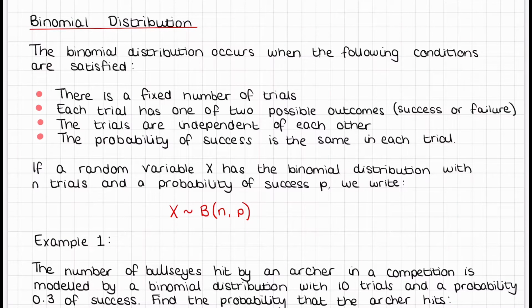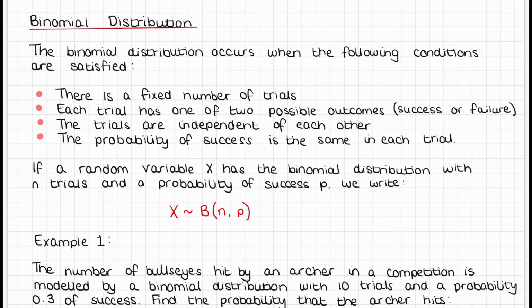This video is on binomial distributions. The binomial distribution occurs when the following conditions are satisfied: that there is a fixed number of trials, each trial has one of two possible outcomes, success or failure, the trials are independent of each other, and the probability of success is the same in each trial.